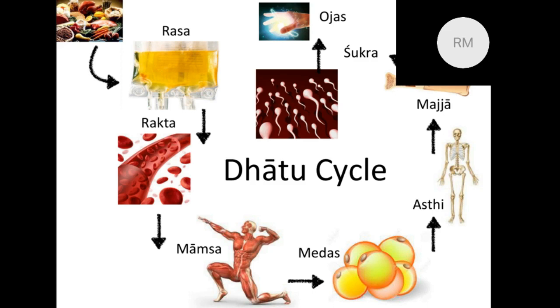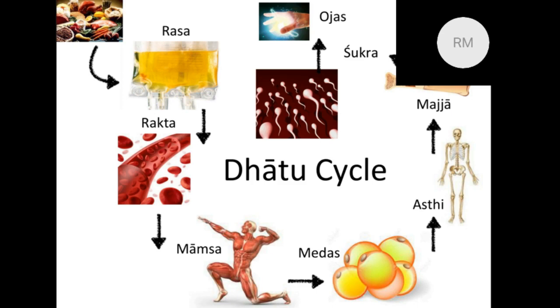That is why I was pointing out that we cannot correlate the dhatus with specific tissues, because every cell has its own rasa, its own rakta, its own mamsa, medas, asthi, majja and shukra. So this concept of tridosha and tridhatu is at the cellular level. It's not just at the macroscopic level.